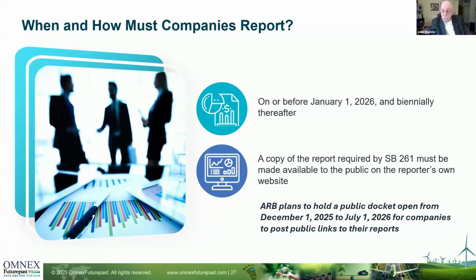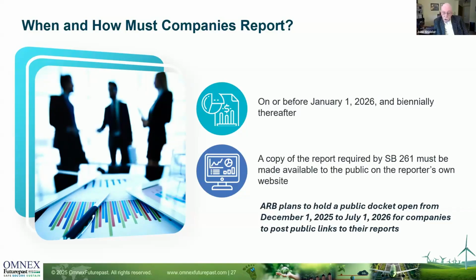Now, they're hedging their bets a little bit also. They say that starting December 1st, you can report the link for your financial disclosures that are available. You can report that link to ARB starting December 1st, but they're giving you all the way until July 1st, 2026 to post a public link to their report.